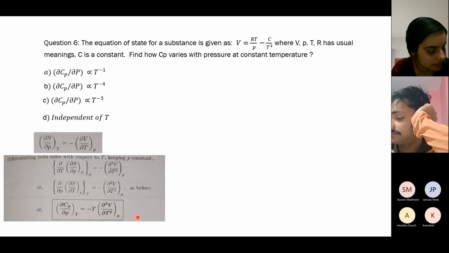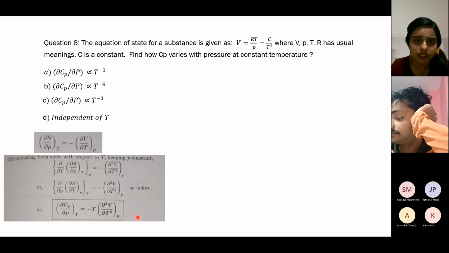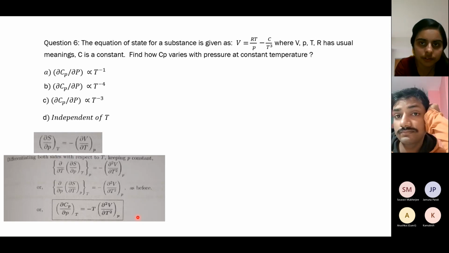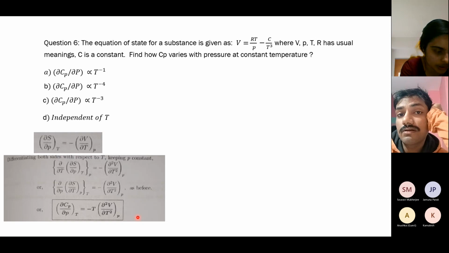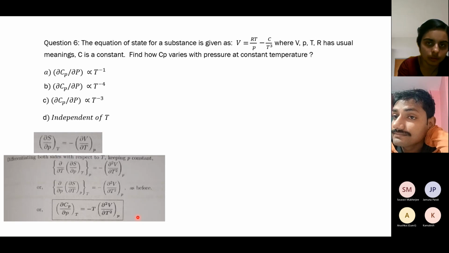Everybody is quiet. Option A. Is it option A for everyone? I guess it should not be option A. You can just try checking your calculation. B, ma'am. B. Okay.